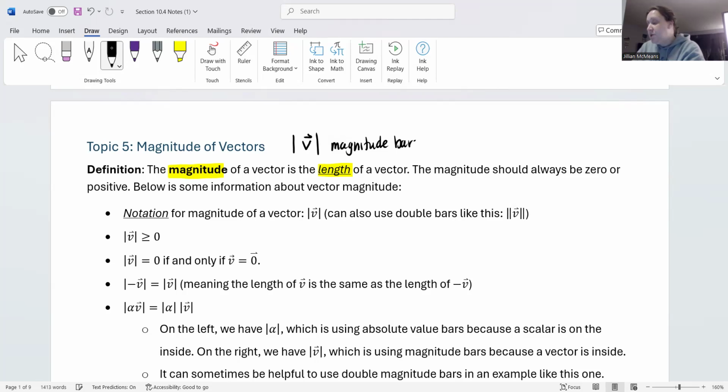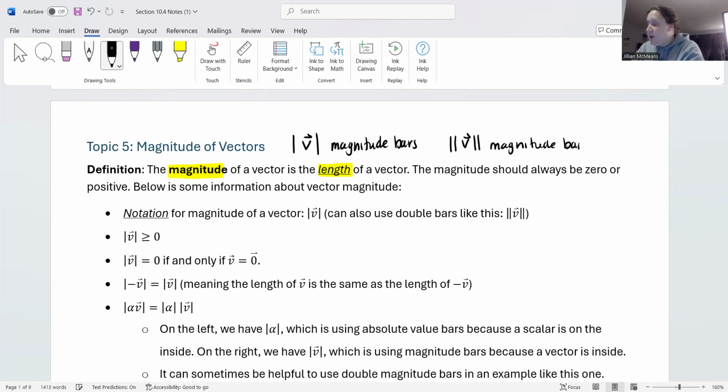And then sometimes just to make sure there's no confusion with magnitude bars versus absolute value bars, we can use these double bars. So you'll see they look almost like absolute value bars inside absolute value bars, but it's the double magnitude bars. This also is just magnitude bars.